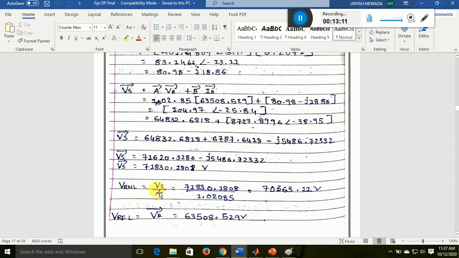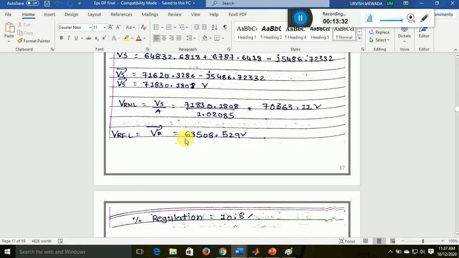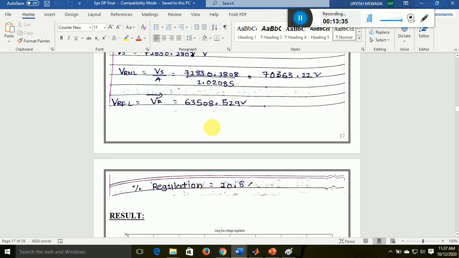Now VRNL is equal to Vs by A. So we are having the value of Vs and we are having the value of A. By dividing these two, we will get 70363.11 volt, and the VRFL is VR. So that's why it is 63508.529 volt. So after putting these two values, VRNL and VRFL, in the percentage voltage regulation, that is VRNL minus VRFL divided by VRFL into 100, the percentage voltage regulation that we get is 10.8%.